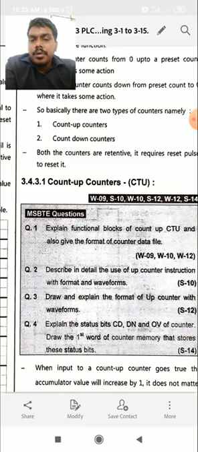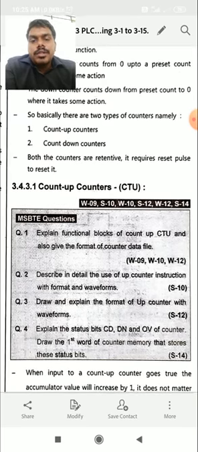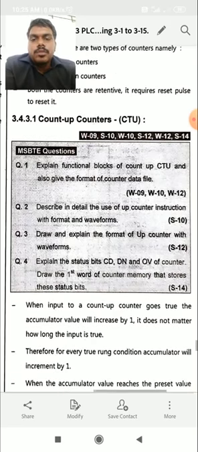Both are retentive counters, so they need a reset pulse. In the non-retentive type, it does not need any reset pulse. So it is a retentive type. Remember this point also. The first one is the count up counter, that is CTU.